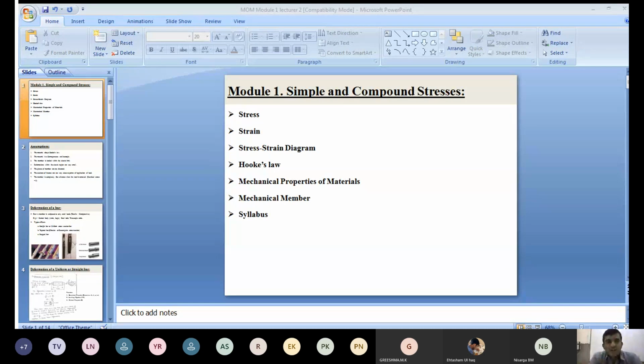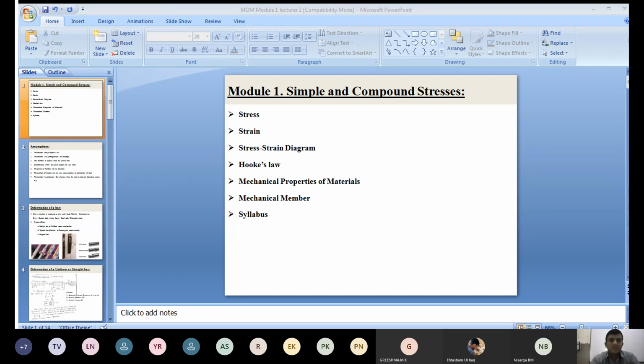After that we discussed strain. Before defining strain, first we should know deformation. Deformation means when a load acts on a component, a change in dimension takes place in the body. When it is subjected to an external load, that body undergoes deformation. Strain is nothing but the change in dimension relative to the original dimension.